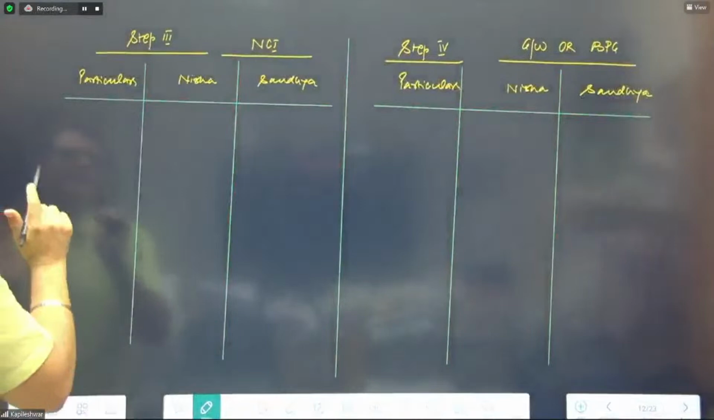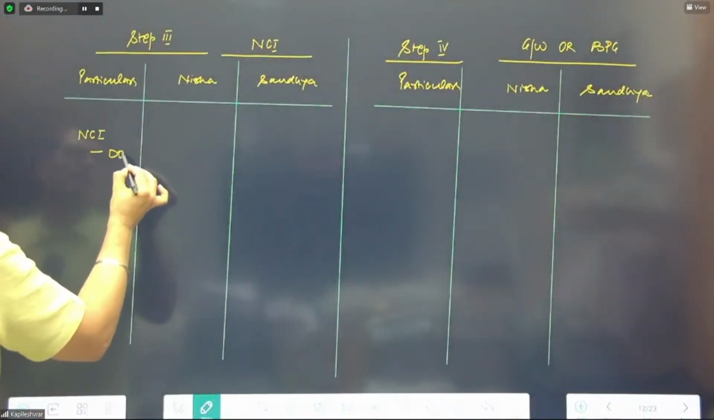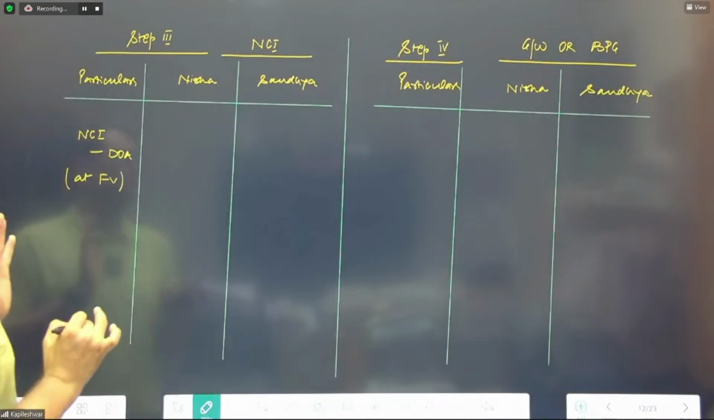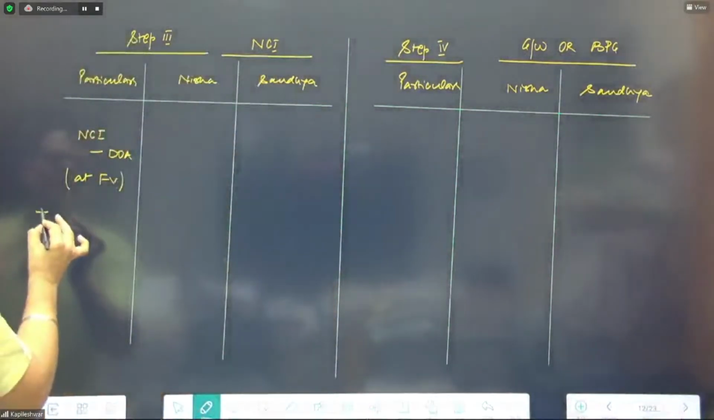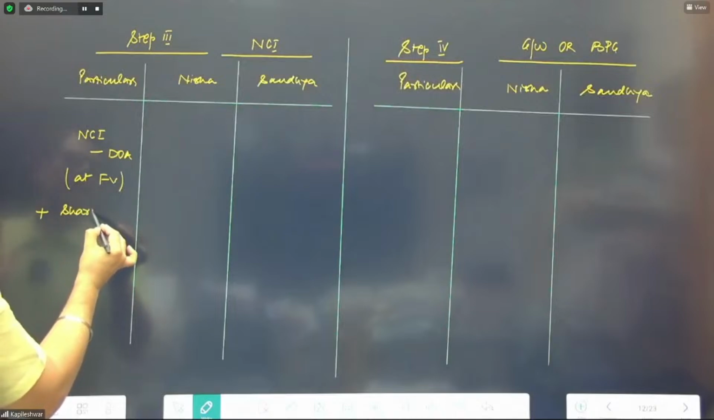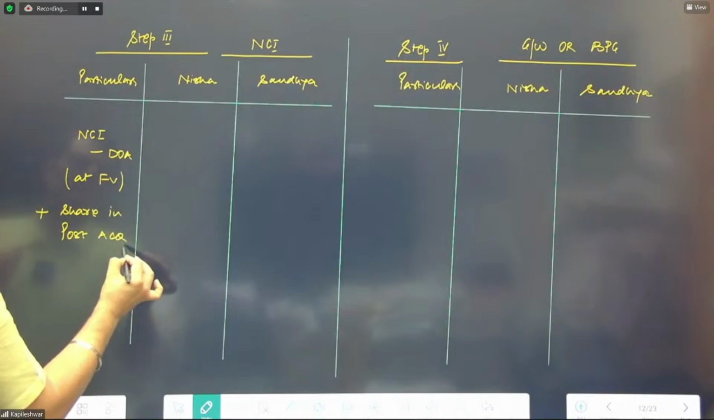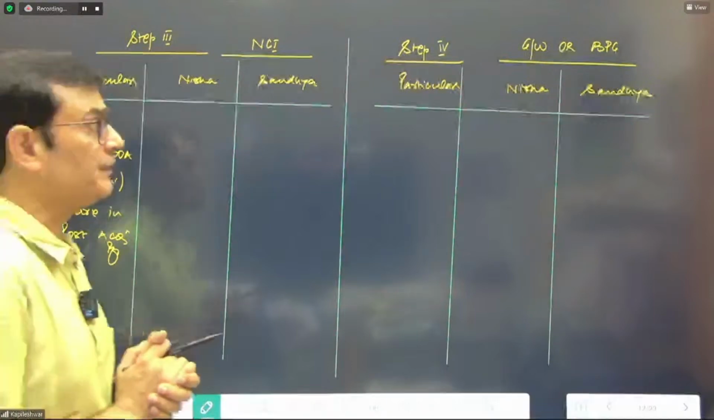In terms of NCI, we are very clearly given that NCI on the date of acquisition is to be taken at a fair value approach as per the instructions in the question. And then you need to add the share in post-acquisition profits as well. So this is what we need to do in terms of NCI: we need the NCI at acquisition date, and then you need to add the share in the post-acquisition earnings.